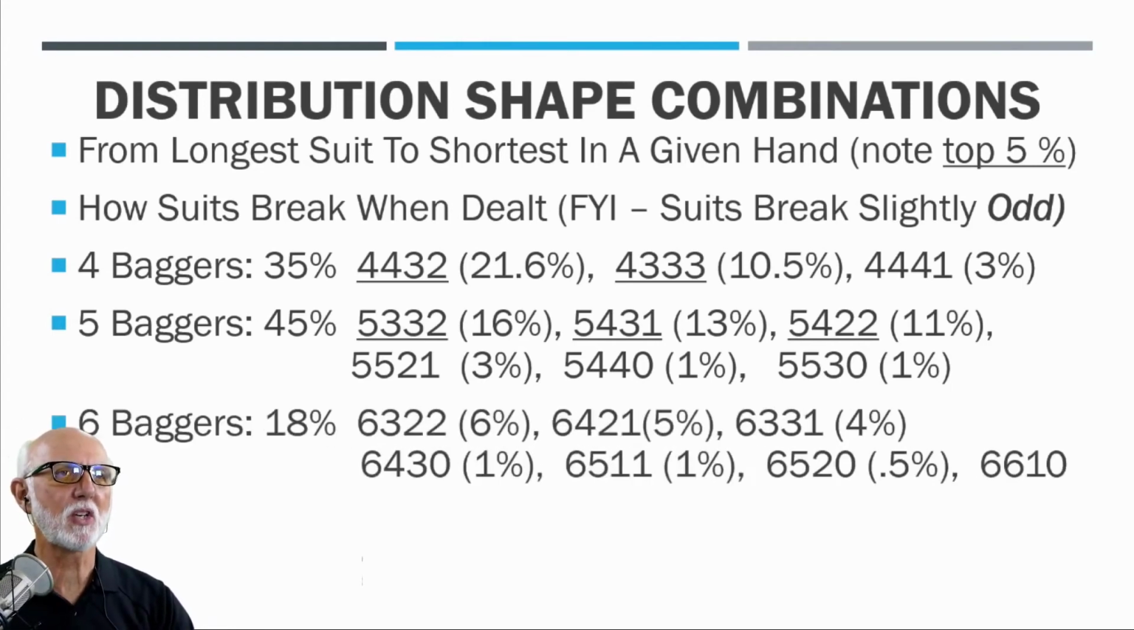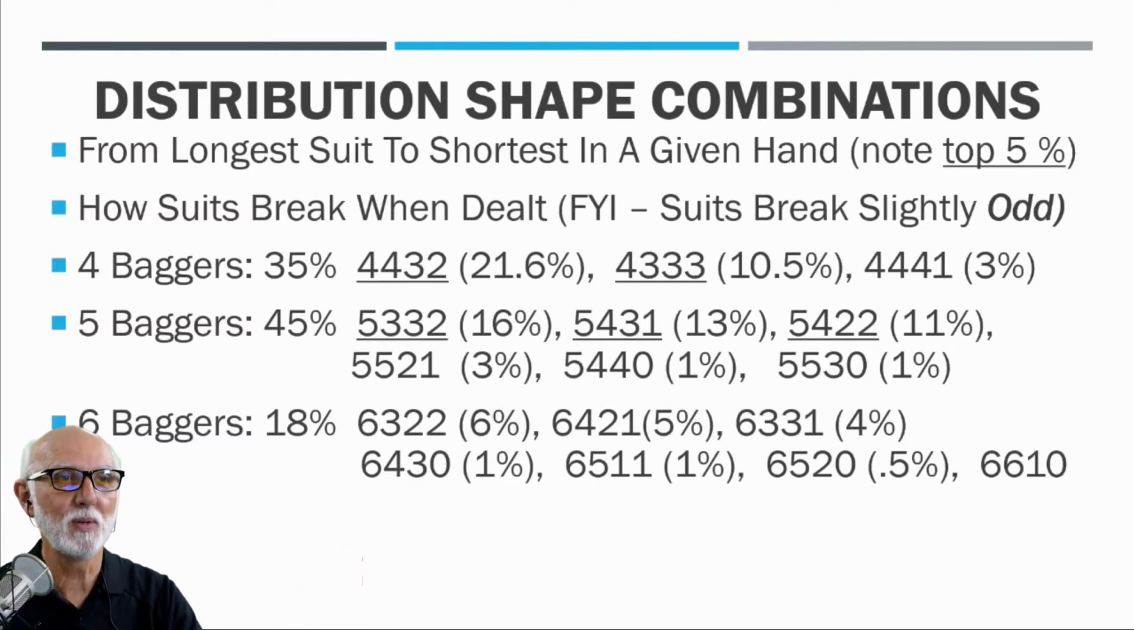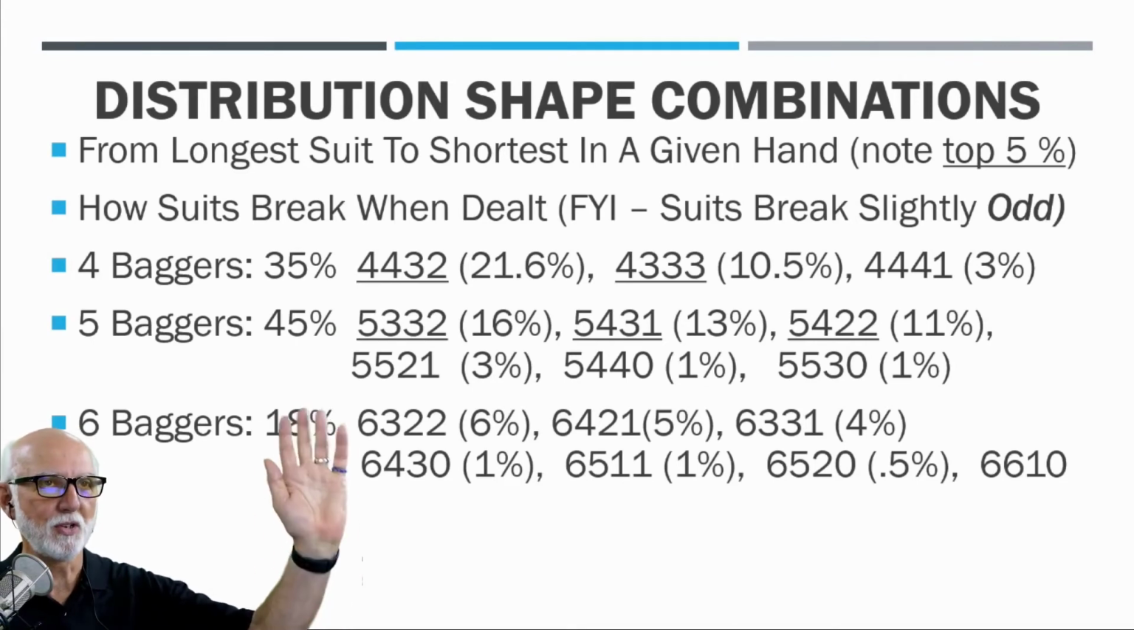So, okay, how about a 6-card suit? 18% of the time, and we're not going to memorize these numbers, but you can see they don't come up that often. Remember the 4-card in length, 4 baggers, 35%, the 5 baggers, because there's more combinations. None of them are more than 21%, but that adds up to almost half, 45%. And the ones with 6 in length, 18%. 6 and more, the 7 constitutes the rest.